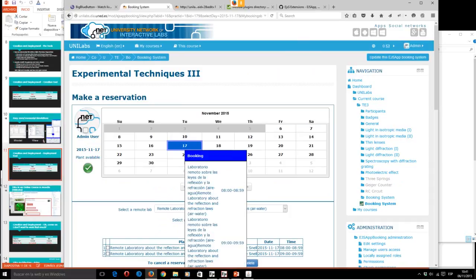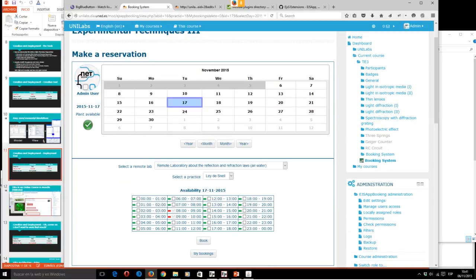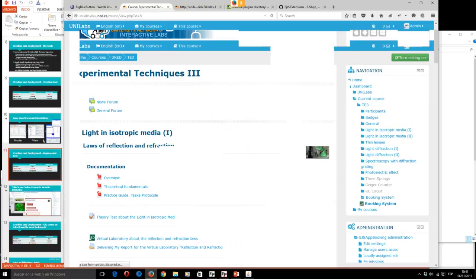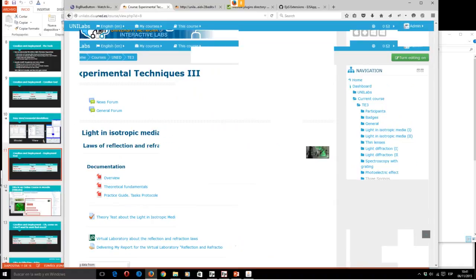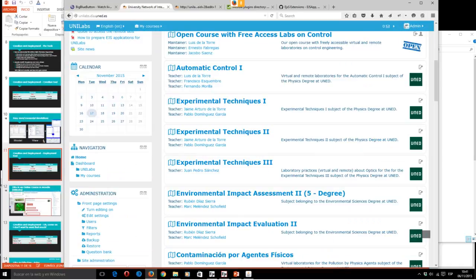So if I go back and I try to reserve for the 17, any student will see that these two slots are already taken. This is also shown in the Moodle calendar. So, okay, here I do not have the calendar. So here you can see the 17 is now somehow shaded, and it's showing for the user the reminder of the bookings.